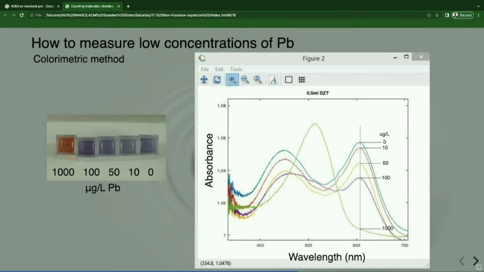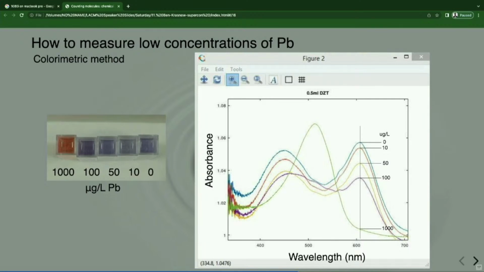Now, typically this method was meant to measure things in the parts per million range. And I thought, well, let's give it a try. Things get a little bit weird down at the microgram per liter range, but I did actually get a pretty good calibration curve. On the right there, you can see I mixed up stock solutions purposefully spiked with different amounts of lead, and ran it through the spectrometer. And you can see the progression from 0 all the way up to 1,000 micrograms per liter.